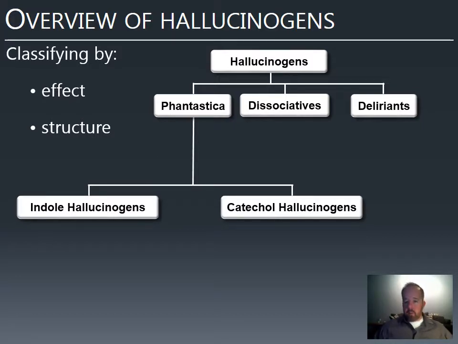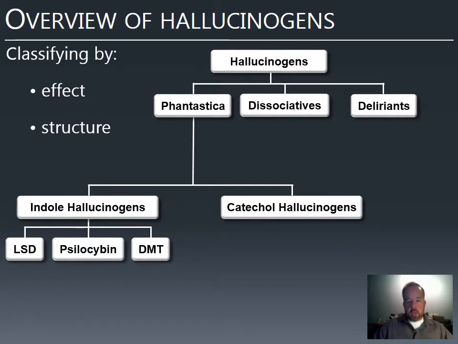So after you've categorized a hallucinogen as belonging to the Fantastica, then it's subcategorized by structure. There are what are called the indole hallucinogens and the catechol hallucinogens. And these are references to their chemical structure. So indole is a chemical group, catechol is a chemical group, and so you can differentiate the two based on what they look like chemically.